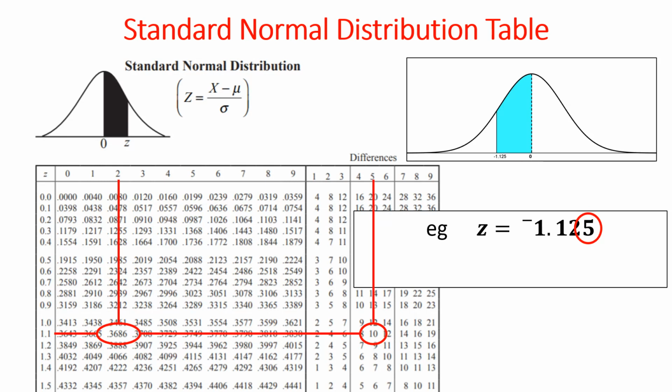And basically, we want to take that 0.3686, treat it like 3,686 and add on 10. So the probability is going to give you 0.3696 as the answer.